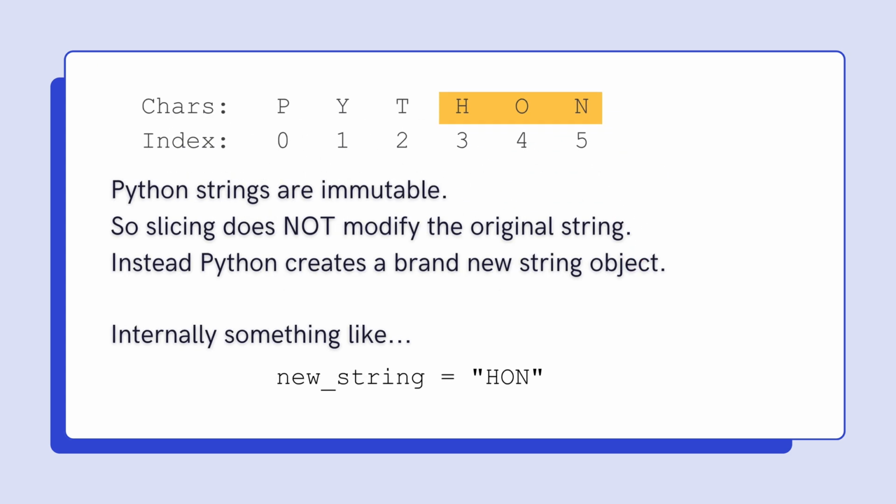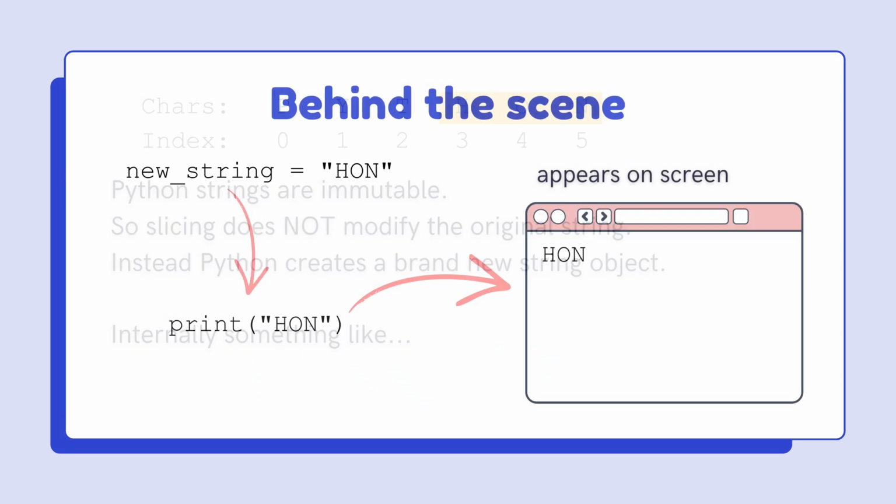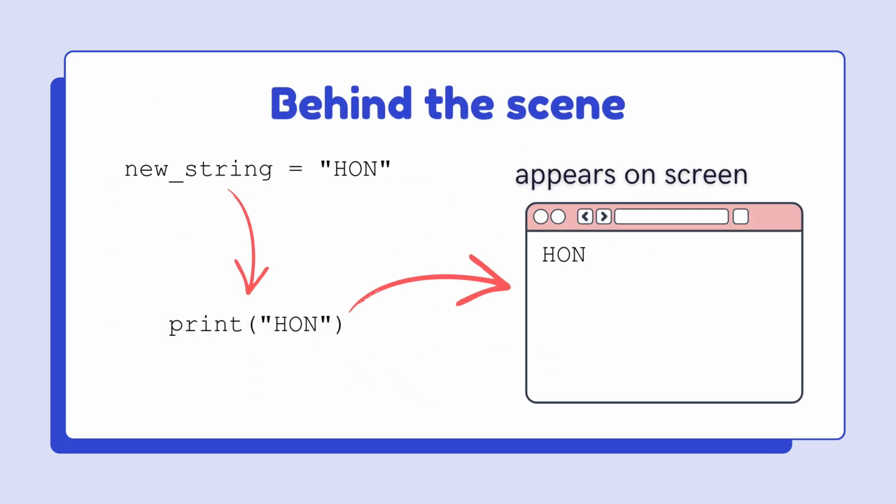Python strings are immutable, which means it cannot be modified once created. So slicing does not modify the original string. Instead, Python creates a brand new string object. Internally, it will be something like this, where a new string is assigned characters HON. That new substring will be brought to the print function and will appear on screen as HON.